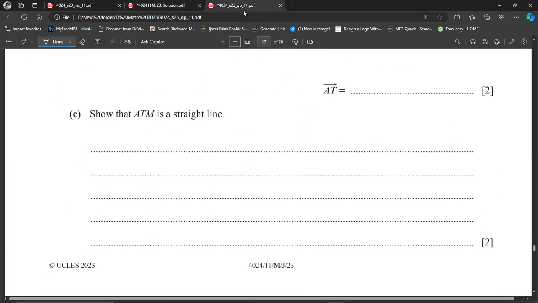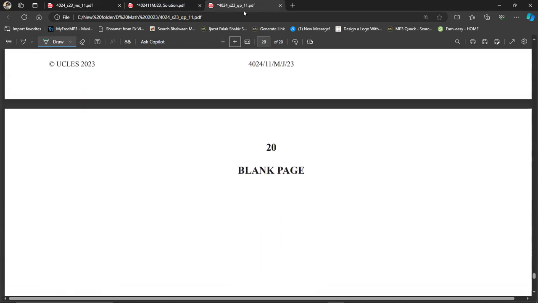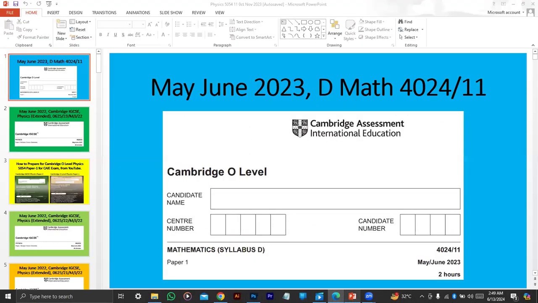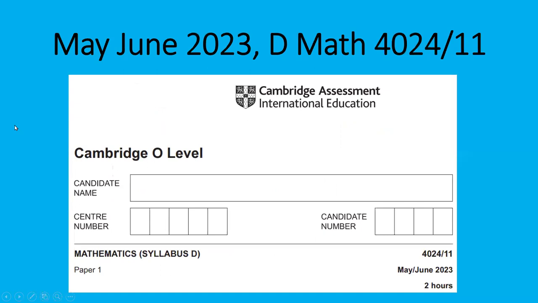Question number 27. Yeah, that paper is finished. Then we have blank pages. Okay, so my dear students, today in this video, we have completed the May-June 2023 paper 1-1. The subject we were studying was Cambridge O-Levels Mathematics Syllabus D. In this video, I have presented you the solution of this paper to the best of my knowledge, my abilities, my skills, and I have done my full effort.